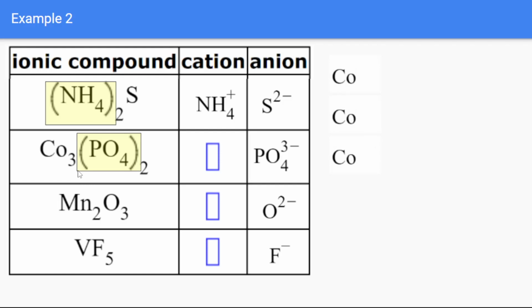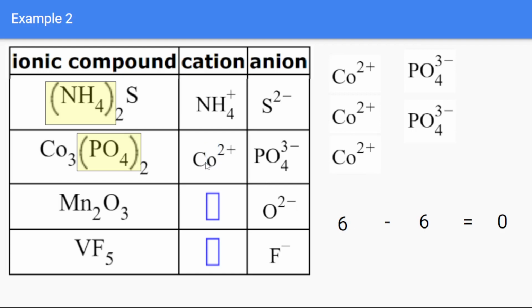So now we have 3 cobalts and 2 phosphates. 2 phosphates, they're each -3, so that's -6 combined. So the overall charge of all of these cobalts has to be 6. 6 minus 6 is 0. There are 3 of these, so what's the charge of each? +2. 2, 4, 6. That gave us the 6 we were looking for. So our cation is Co2 positive.